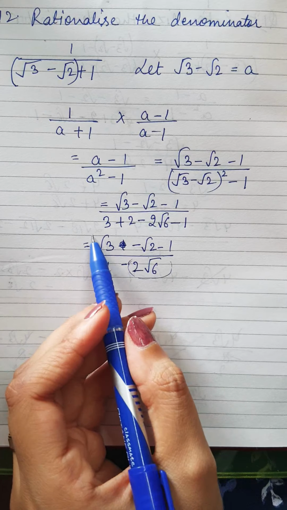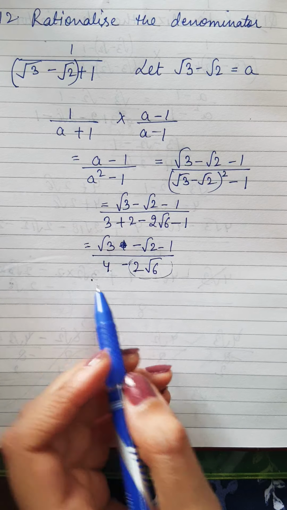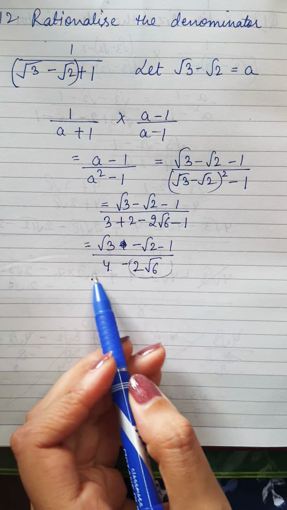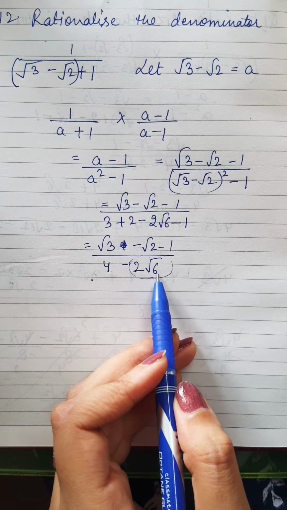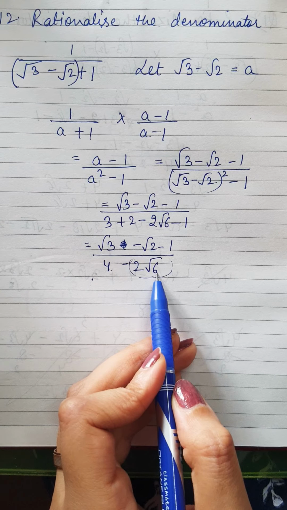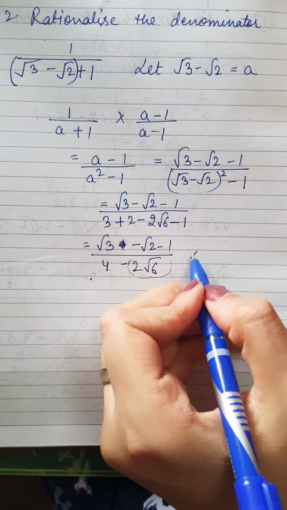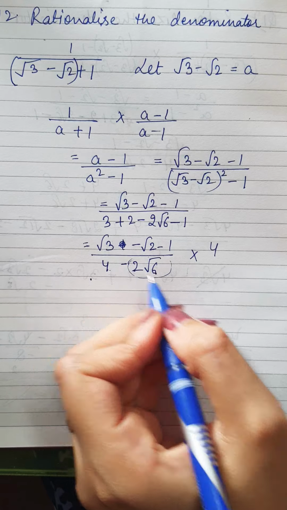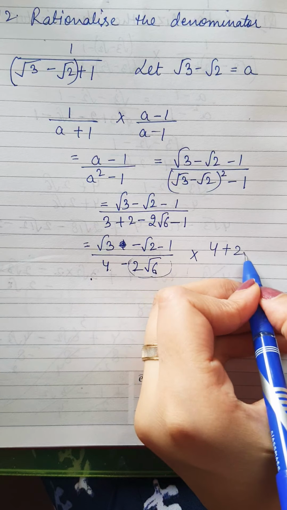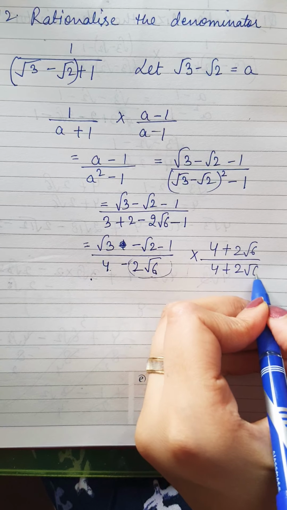Now we cannot further simplify it. All we can do is, again, as you can see in the denominator we have an irrational number due to the presence of root 6. So again we are supposed to rationalize the denominator. So exact expression with the change in sign, 4 plus 2 root 6 upon 4 plus 2 root 6.